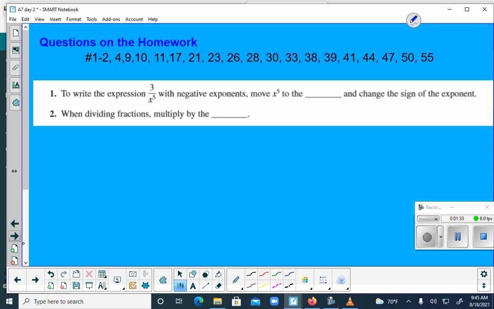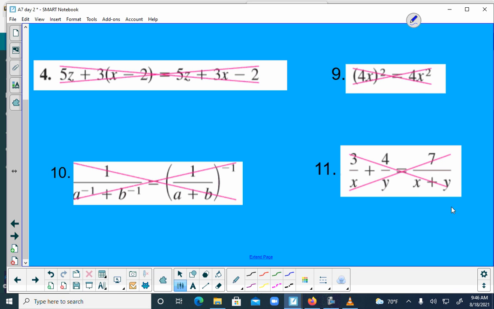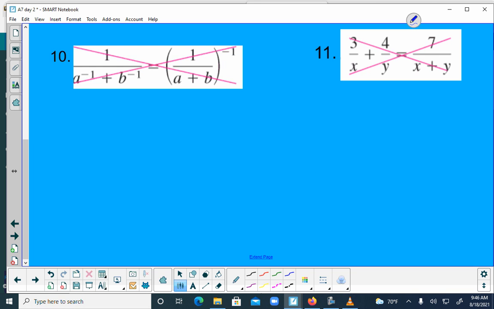So now I'm going to ask you, are there any questions on the homework? Yes, ma'am. Number 10. Okay, so number 10 is asking what's wrong with this. If I have this one, I could rewrite it as 1 over A plus 1 over B, because that exponent goes just to what it's with. Does that make sense? But this one, since the whole thing is raised to the negative first power, what would I do with the whole thing? Just flip it, say its reciprocal. So this would be A plus B over 1.